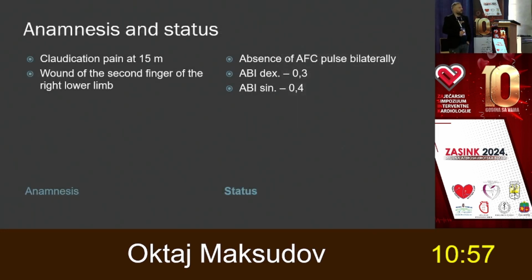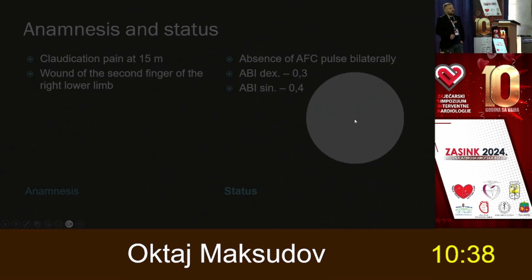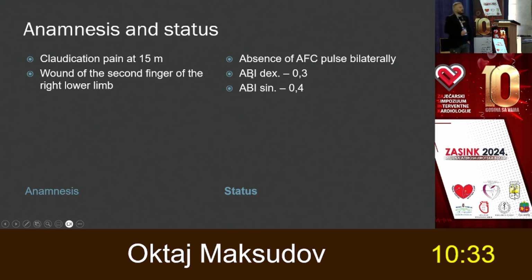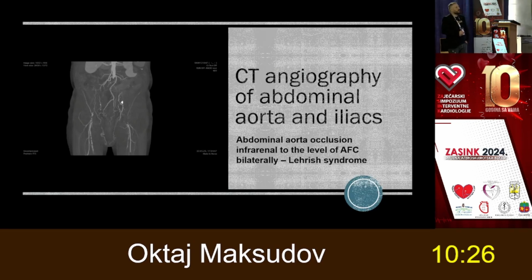So this is the first hospitalization. Patient came with symptoms of claudication and pain at short walking distance. He already had a wound of the second toe of the right lower limb. From the status, you can appreciate that there is a pathological ankle brachial index, which Docent Nikolov already mentioned, and he had absence of pulse of the common femoral artery on both sides.